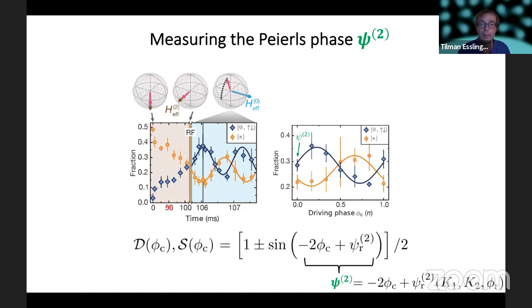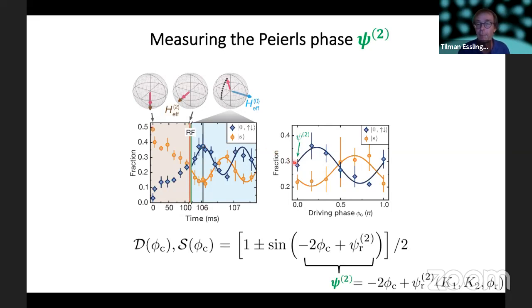Here is a timeline. First is this adiabatic ramping up until half of the atoms that we detect are in the singlet and the doublon are the same. And then we apply this radio frequency pulse and let the system evolve in this new Hamiltonian, and then we can determine when we actually have a pi half pulse.